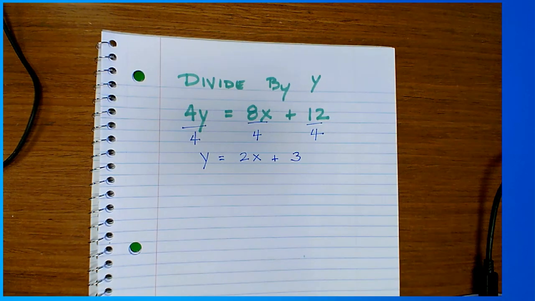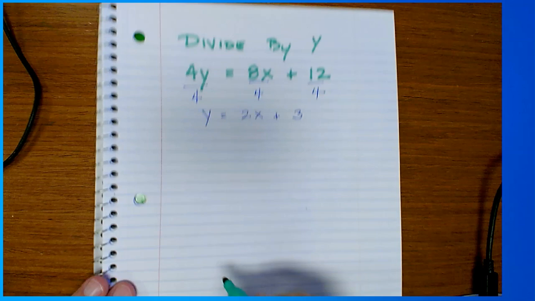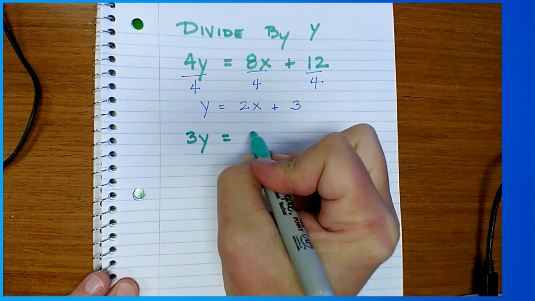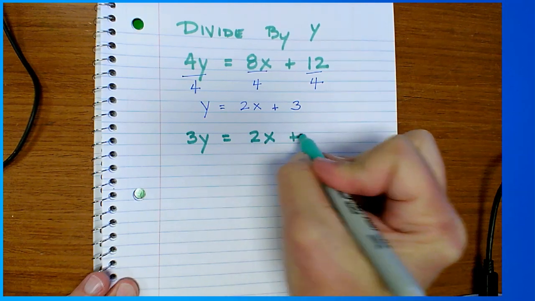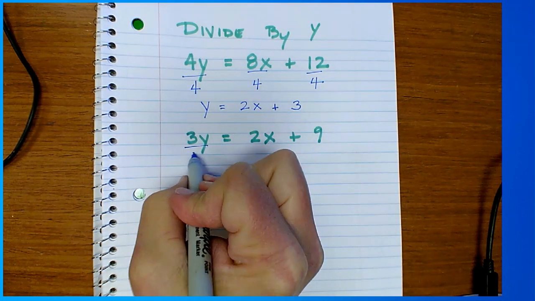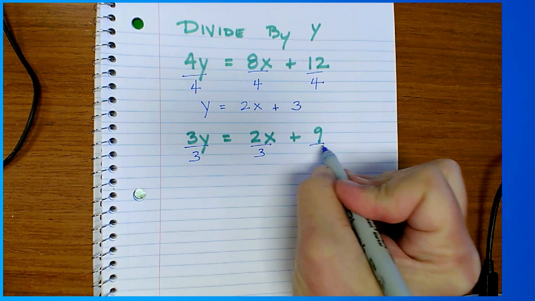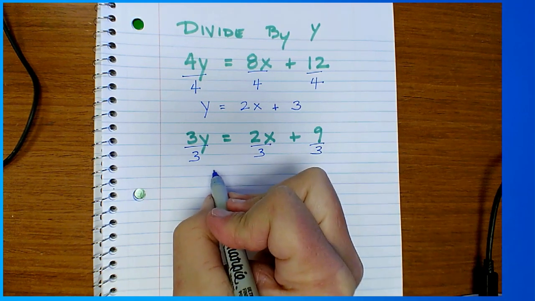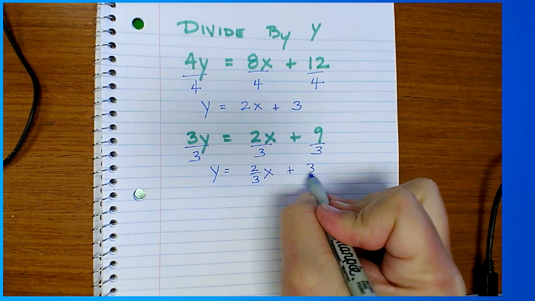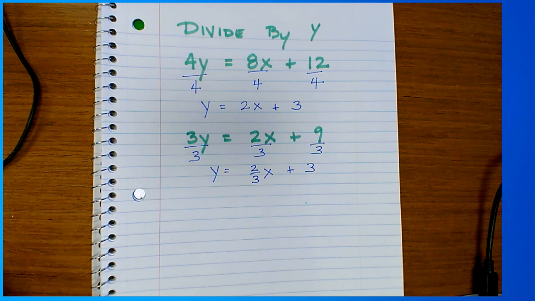Let's do another example of that. Dividing by the y. If I had 3y equals 2x plus 9, I would go divide by the y, divide by the y, divide by the y. What would I be left with? I'd be left with y equals 2/3 x plus 3. All right, please go do, oh, you need an ID for this one. The ID for this one is 27, the number 27.